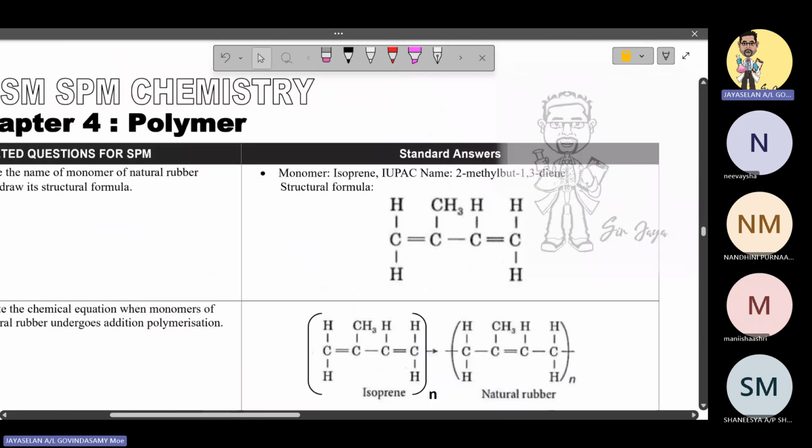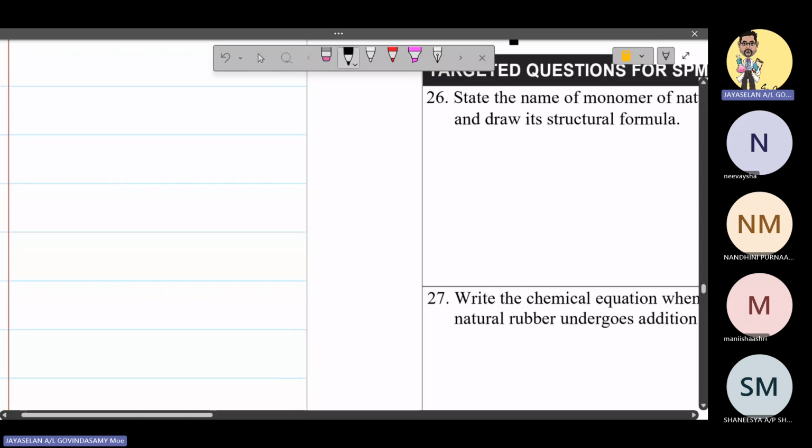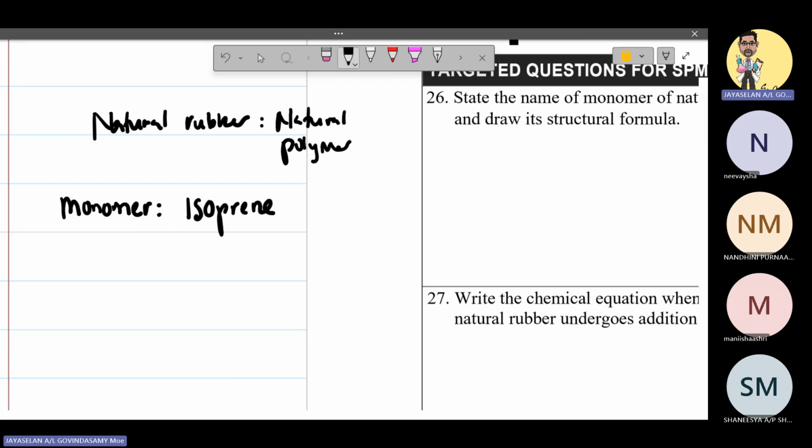Before we go for this, you must know the monomer of natural rubber. You have to memorize. What do you know about natural rubber? Natural rubber is a natural polymer. Must remember, it is known as natural polymer. You can write it in the book also, natural polymer. What is the monomer name? You must remember one name. Monomer name, isoprene.